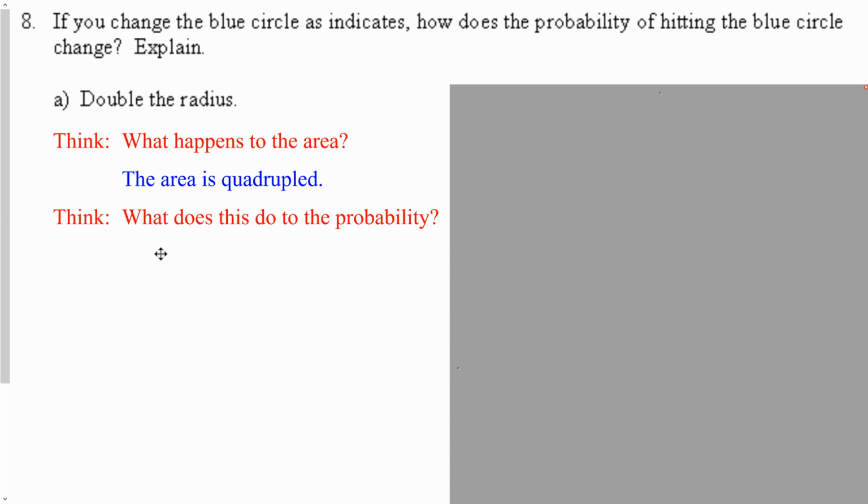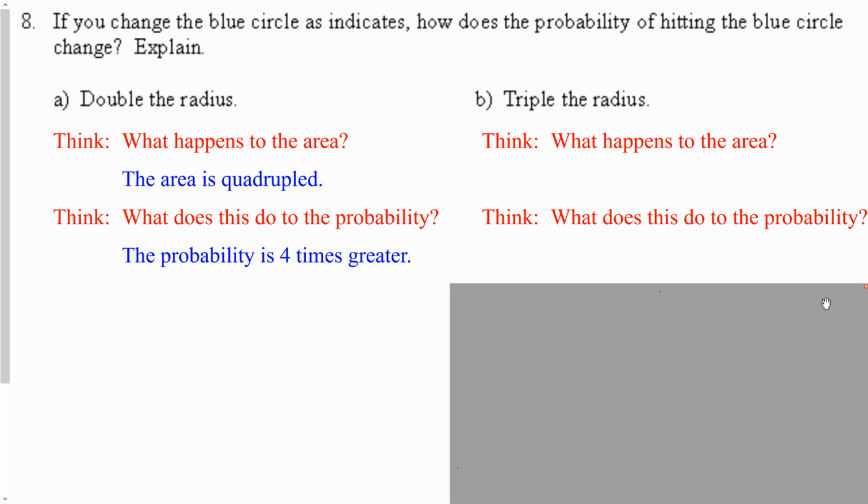Now, what does that do to the probability of landing in that area? That probability would also be 4 times greater, or multiplied by 4. So instead of your 2.182%, you would be at 8.727%, assuming we hadn't rounded before we multiplied by that 4.